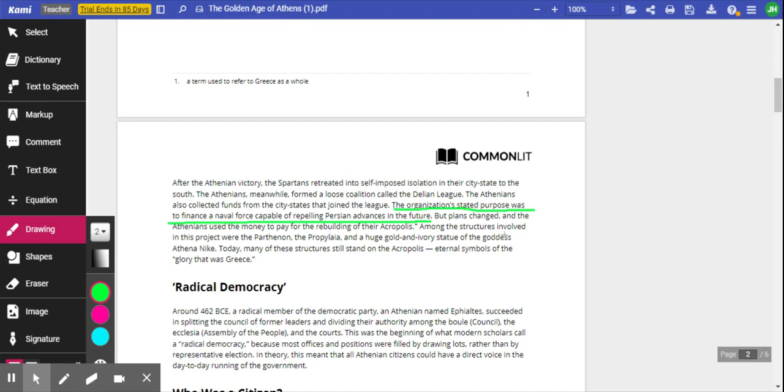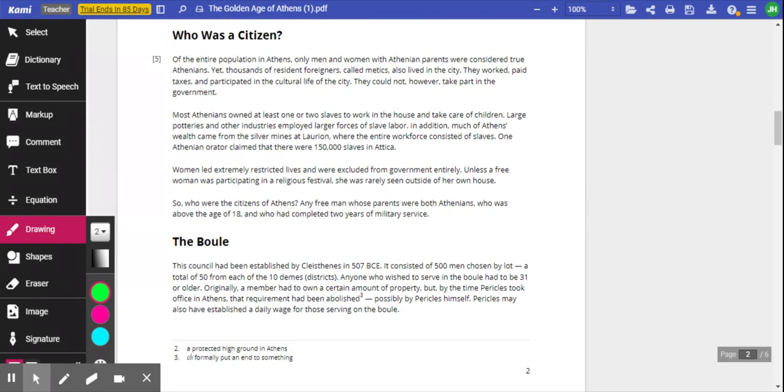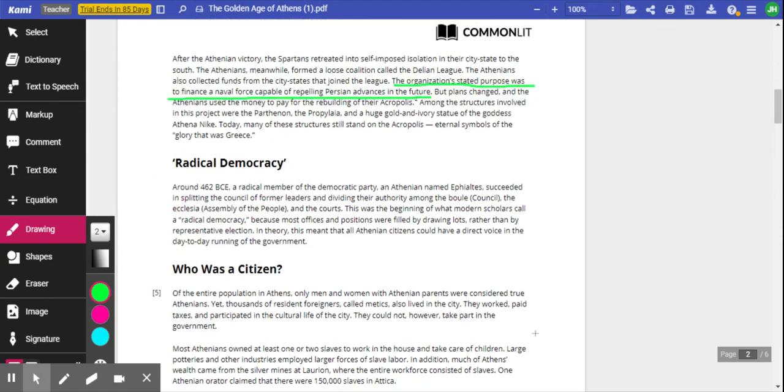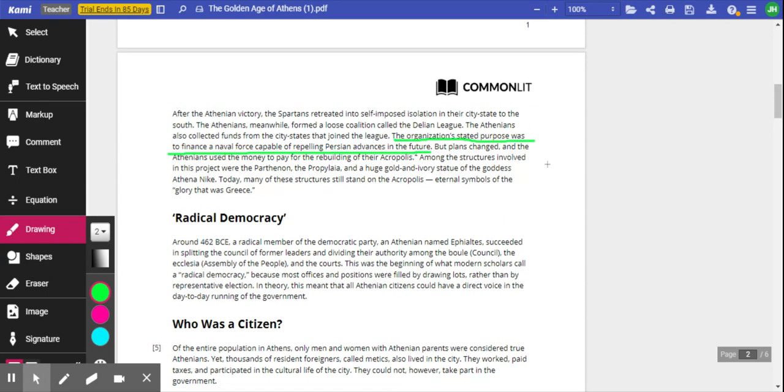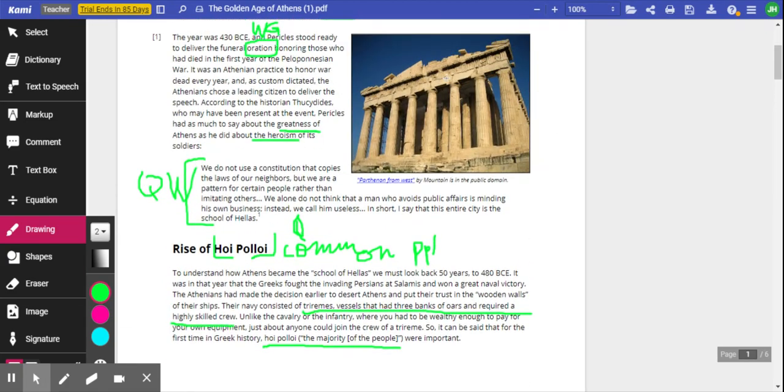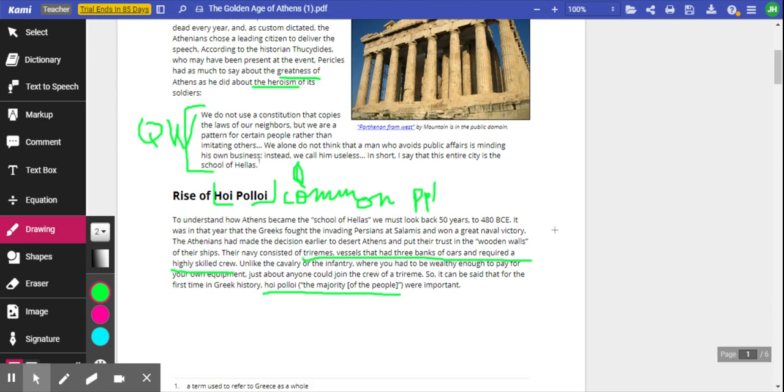Okay, we have a little footnote here. If I go down to the bottom, it says, a protected high ground in Athens. That's what an Acropolis is. Among the structures involved in this project were the Parthenon, the Propylaea, and a huge gold and ivory statue of the goddess Athena Nike. Today, many of these structures still stand on the Acropolis, so that protected ground, eternal symbols of the glory that was Greece. So that's why they consider this Parthenon so important, is that it came out from this.